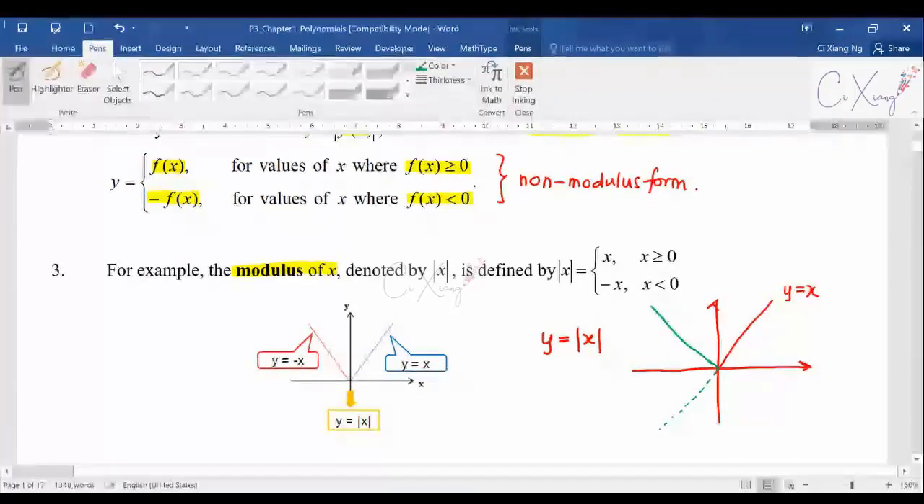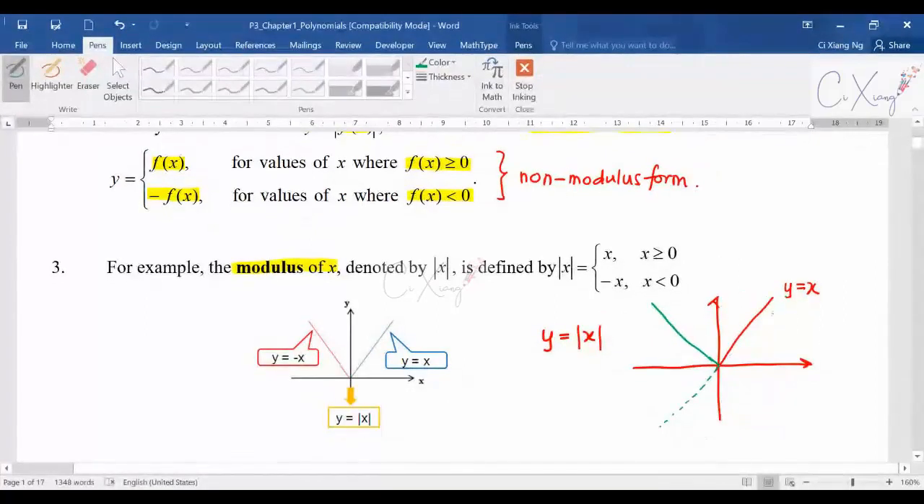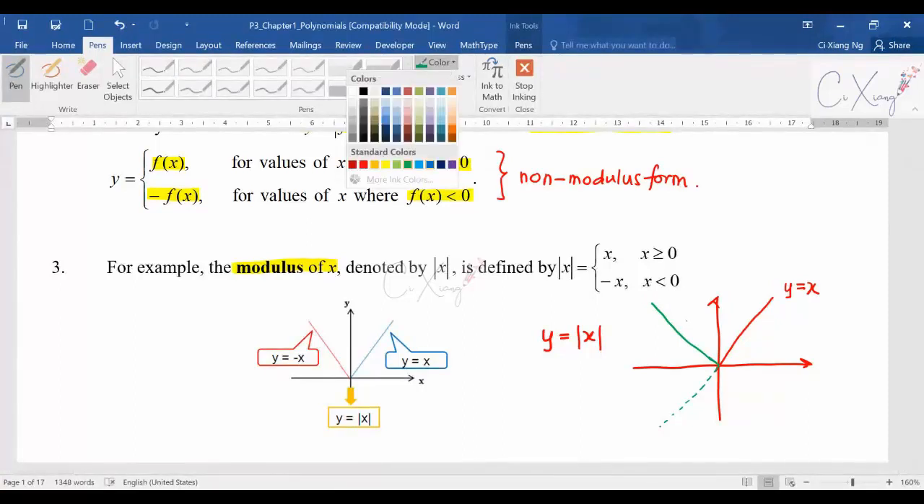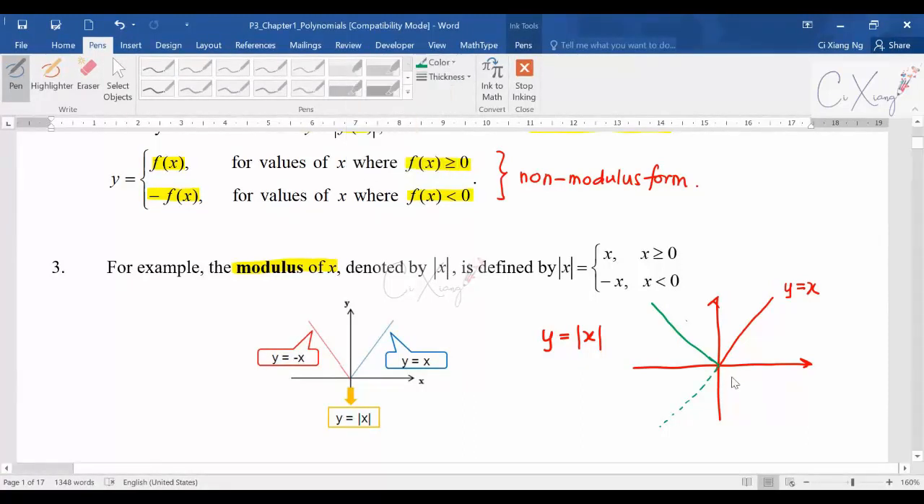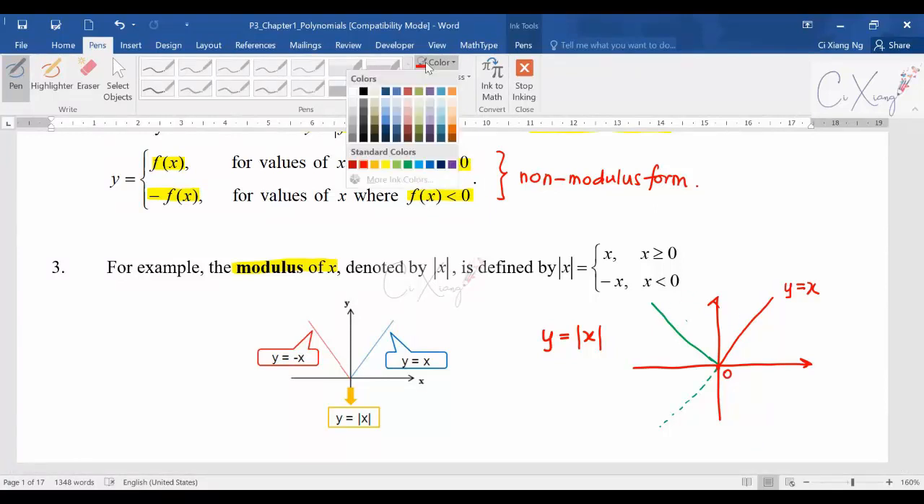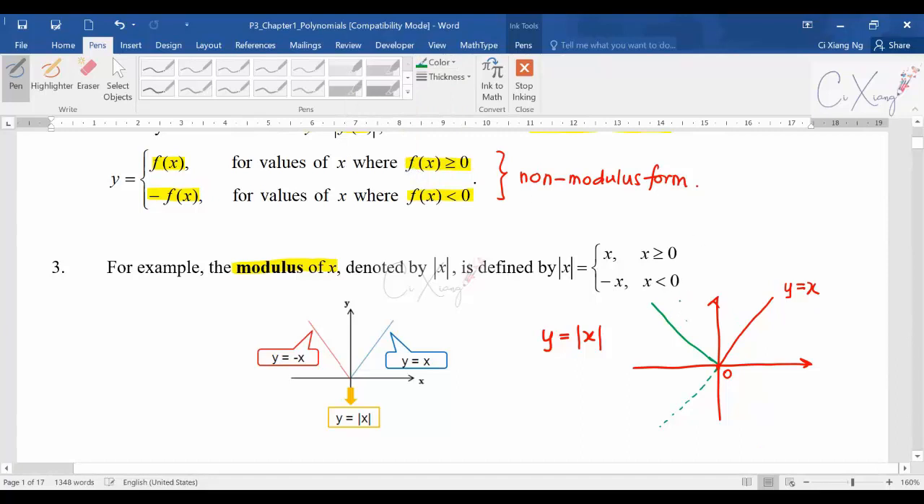Okay, let's say you didn't reflect this whole line, it is y equals to x. So when you put a modulus, that means you are changing the negative part to become a positive graph. Usually for a modulus function, a modulus linear function, it will look like a V shape. And you need to know that the value here is 0. All right, so this is the graph that we have.